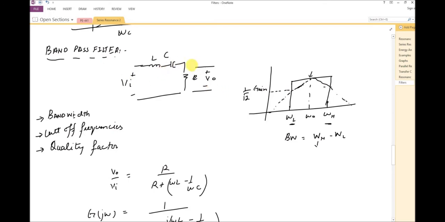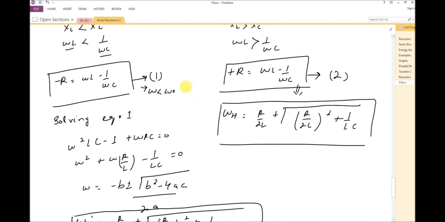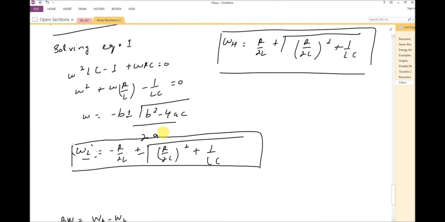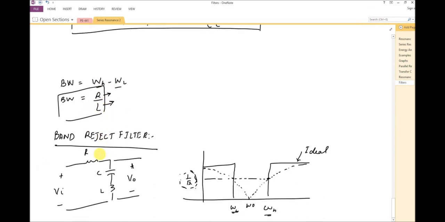We are actually getting the output across the resistor, and then we derive the formulas for the lower and upper cutoff frequencies, and also to set the bandwidth we calculate the formula that is dependent on the resistance and inductance value. So in the band reject filter, it is actually again the series combination of R, C and L, but in this case we are getting the output voltage across the capacitance and inductance. Now we will be solving a few examples related to the filters.